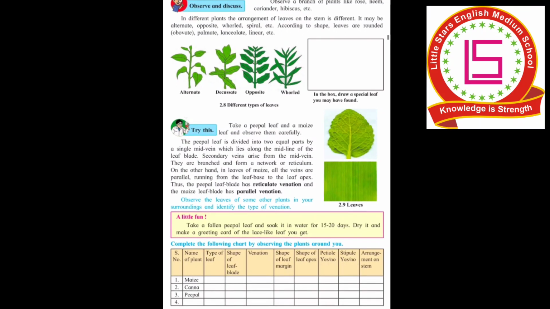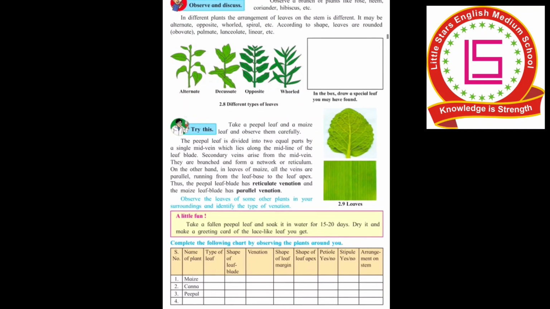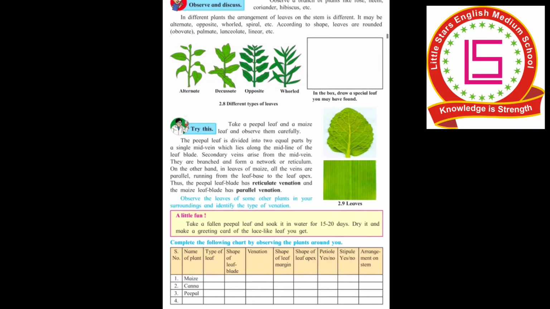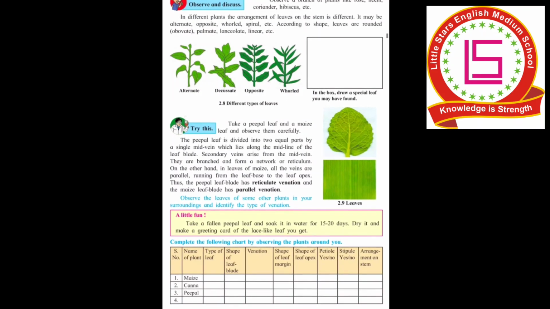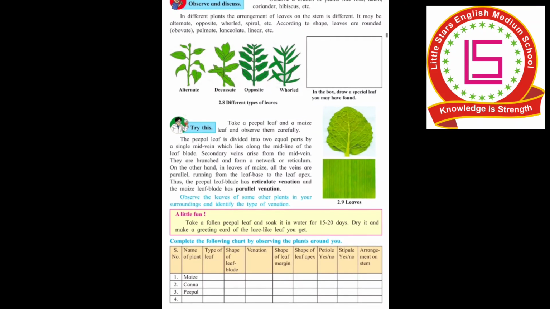Secondary veins arise from the midvein. Now you can see in that picture also that many more lines come out from the midvein. They are branched and form a network or reticulum. On the other hand, in leaves of maize, all the veins are parallel. They are running from the leaf base to the leaf apex.